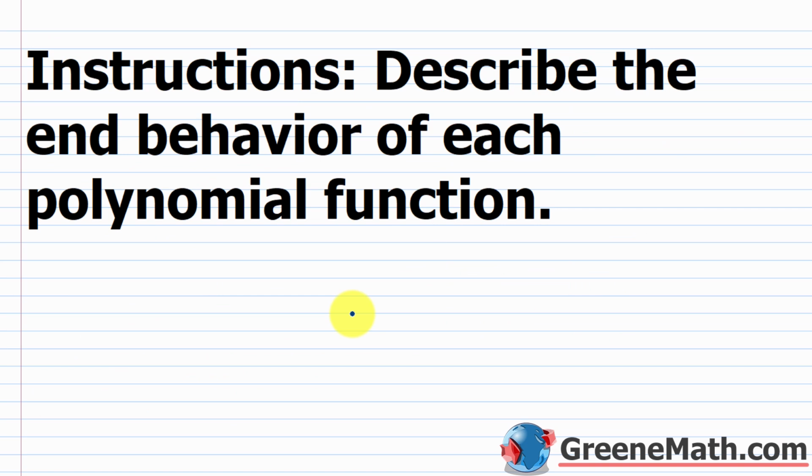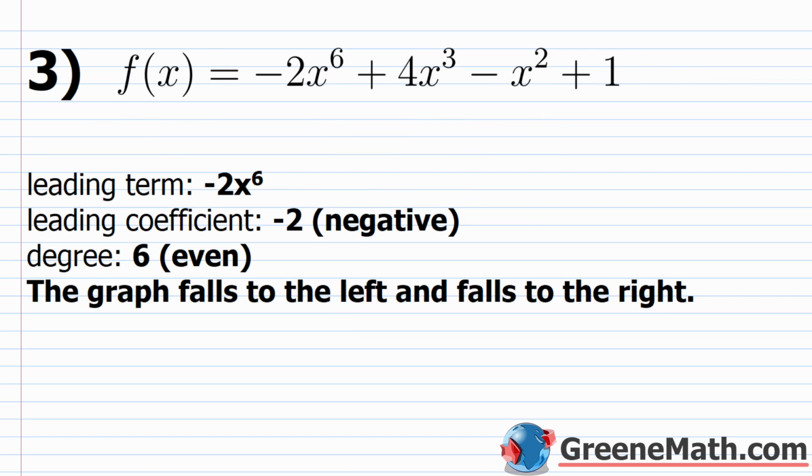All right, now we're going to change up the instructions. We want to describe the end behavior of each polynomial function. All right, for problem 3, we're given f of x equals negative 2x to the 6th power plus 4x cubed minus x squared plus 1. So again, we want to use the leading coefficient test. So we first start with the leading term. So it's going to be this guy right here. So negative 2x to the 6th power.